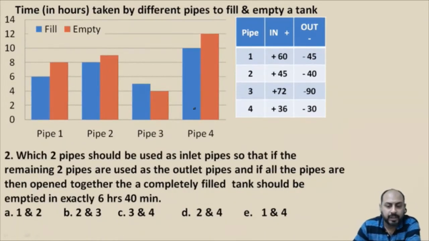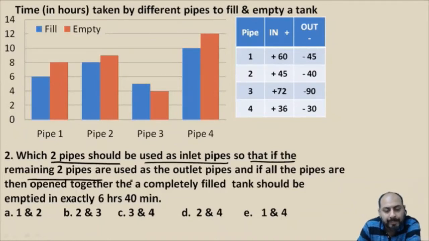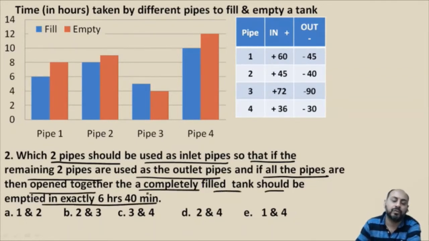Let's have a look at the second question. I have to say which two pipes should be used as inlet pipes, so that if the remaining two pipes are used as the outlet pipes and if all the pipes are then opened together, then a completely filled tank should be emptied in exactly 6 hours 40 minutes.